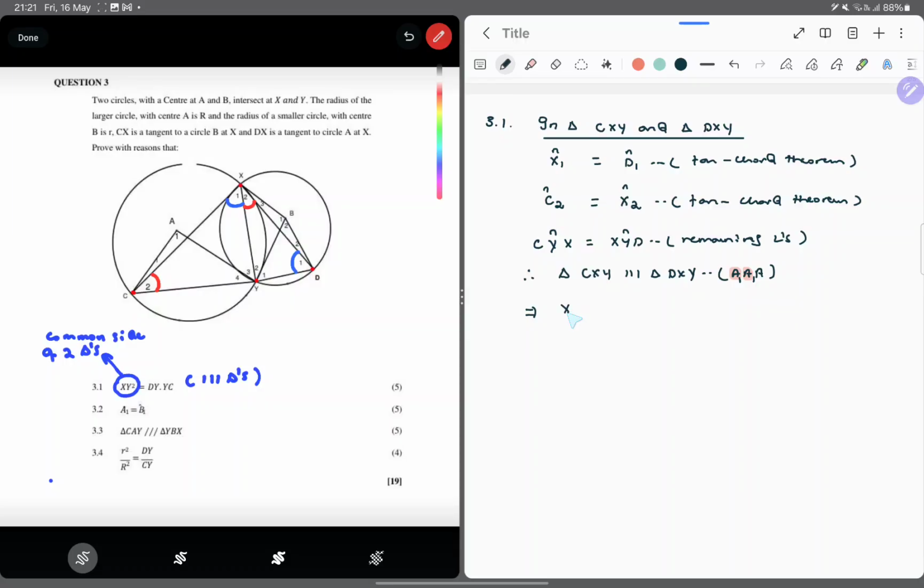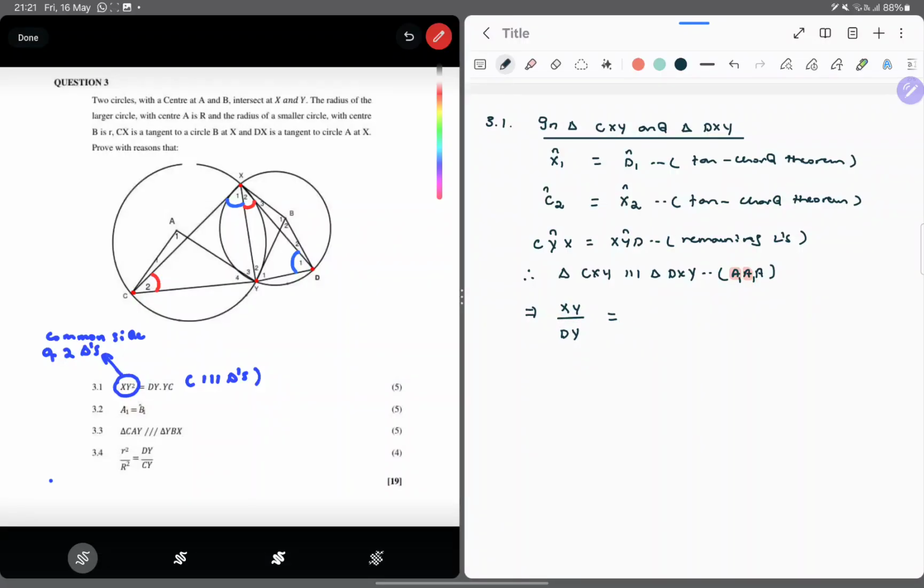So we can say XY divided by, now we look at XY in terms of the first triangle. Doesn't really matter which one you start with. XY is opposite C2, right? C2 is equal to X2, and the side opposite X2 is YD, okay, or DY. So we're going to say this is over DY. So it's always the sides opposite the equal angles in these similar triangles that make up a ratio, okay?